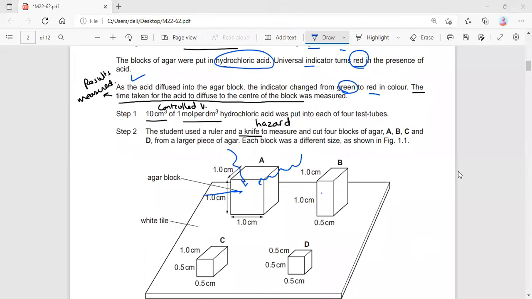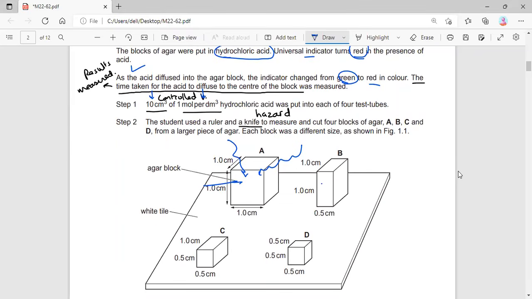Step number 1, 10 cubic centimeter of 1 mole per cubic decimeter hydrochloric acid was put into each of the 4 test tubes. Since you put the same volume of hydrochloric acid in the 4 test tubes, also the same concentration of hydrochloric acid, then these I will call controlled variables.